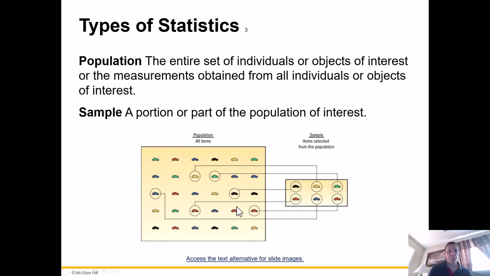from the sample. So we think of the population as it says, the entire set of individuals or objects of interest, or the measurements obtained from all individuals or objects of interest. Usually, as I said, the population is usually way too many people, too many data points to collect. Hence why we do it. The sample is cheaper, it's quicker, and it's more realistic in terms of, how long are you going to take to publish the study if you do the whole population? Probably decades. So the sample is a portion or part of the population of interest.